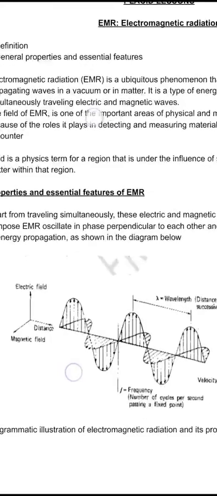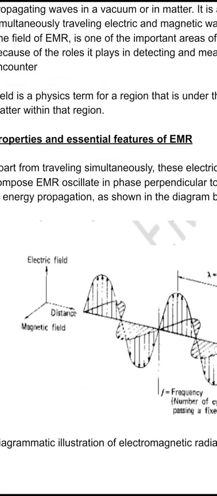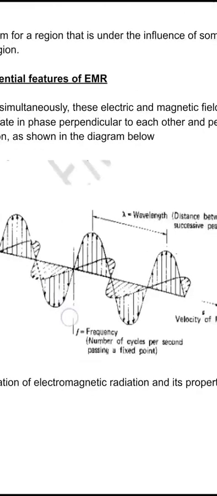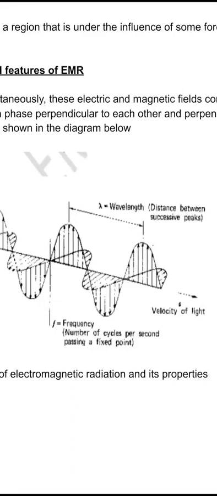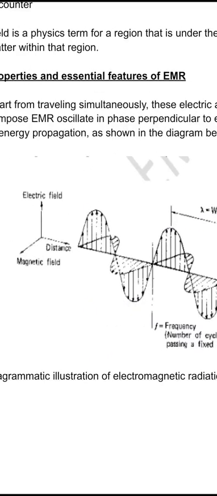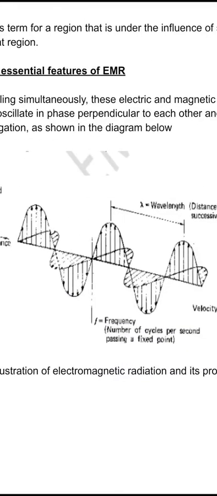You can see here, this is the electric field and this is the magnetic field, and this is the distance. The electric field goes vertically up and down, and the magnetic field goes horizontally left and right. And right here you can see the wavelength, which is the distance between each successive peaks. Then the frequency is the number of cycles per second passing a fixed point.